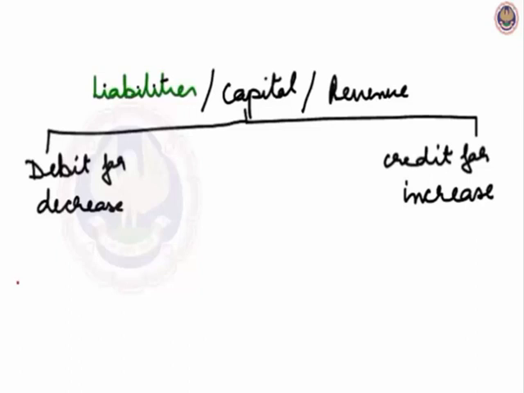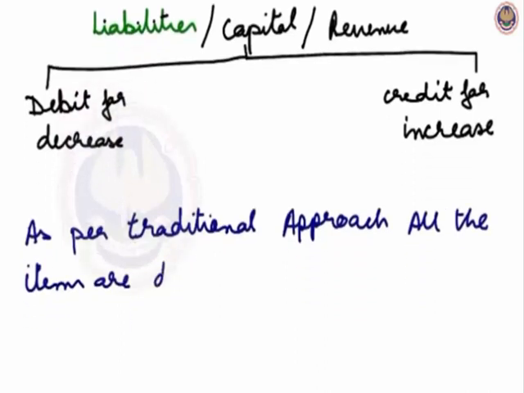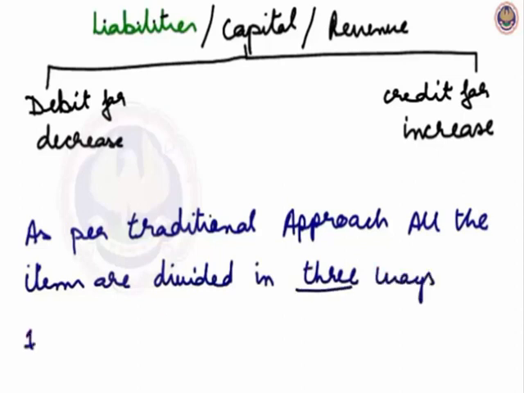So let us see in concise way what traditional approach says. As per traditional approach, all the items are divided in 3 ways. First, personal account.